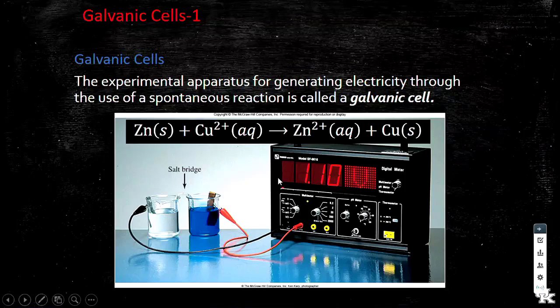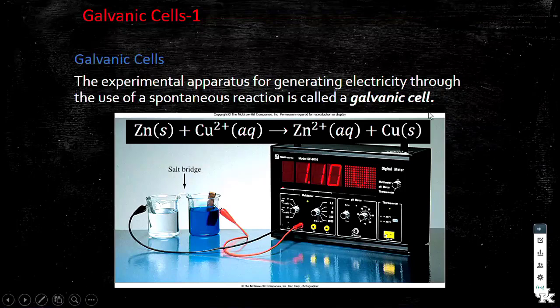I saw that as one of the learning objectives. Voltage is an intensive property, which means it's amount independent. Just like density, it's amount independent. It doesn't matter whether you have two little beakers of these solutions or you have 2 gallons of these solutions, you're still going to get a voltage of 1.10.